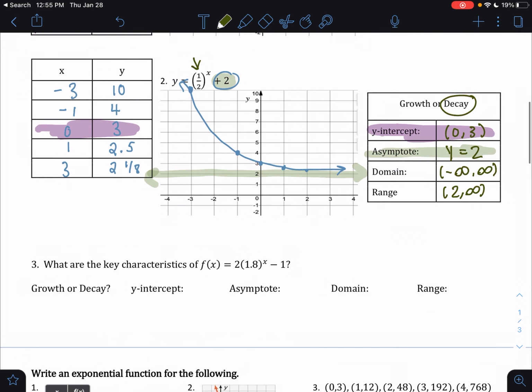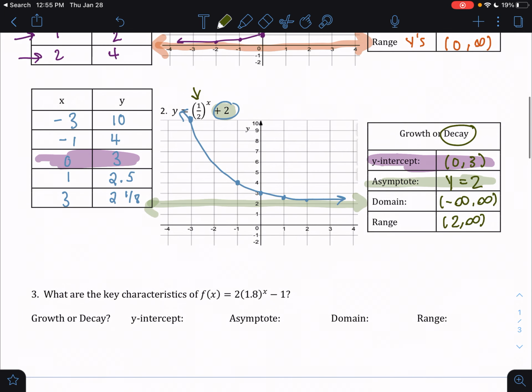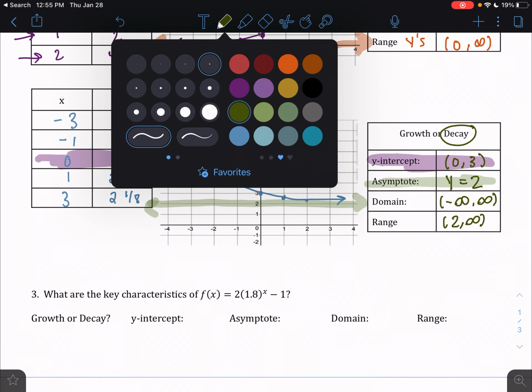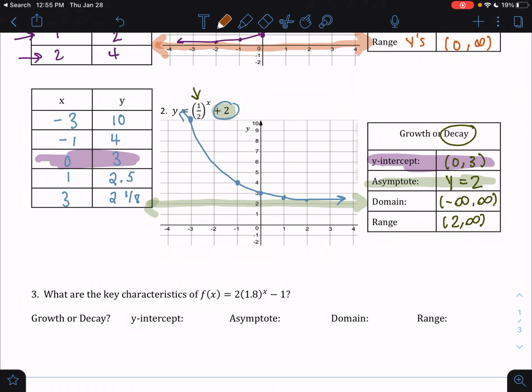Okay, we are going to do one more. We're going to do number 3 here, and we're going to save the rest for another day. So we're going to look at this problem here, and we're just going to write out the characteristics and not graph it this time. So is it growth or decay? For that, remember, we need to see is b greater than 1. b is the number that is attached to the exponent. Is it greater than 1? Yes. So it is growth.